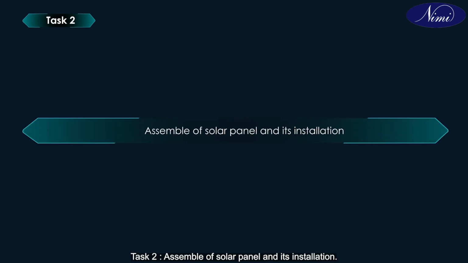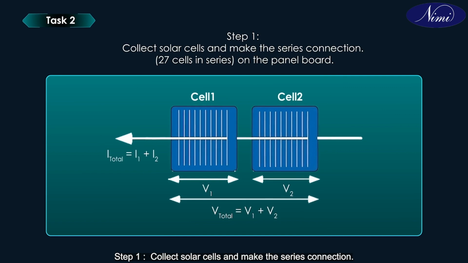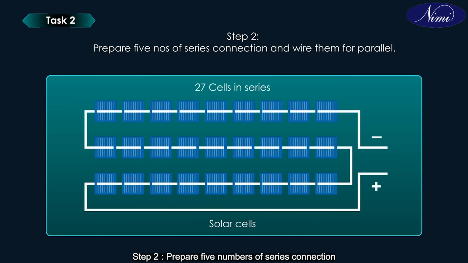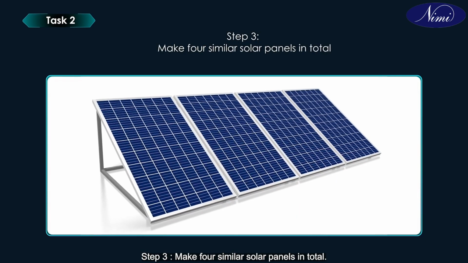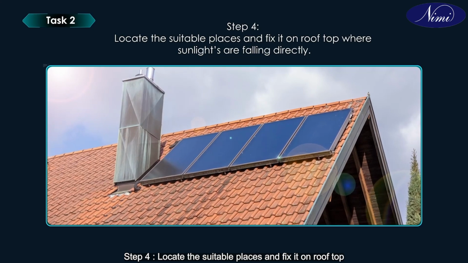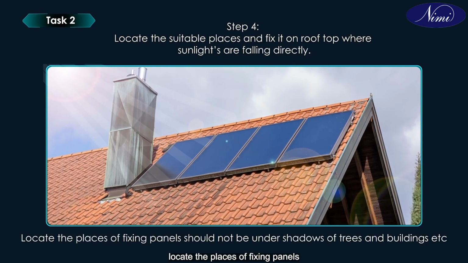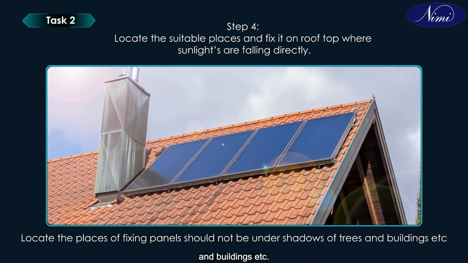Task 2. Assembly of solar panel and its installation. Step 1. Collect solar cells and make the series connection, 27 cells in series on the panel board. Step 2. Prepare 5 series connections and wire them in parallel. Step 3. Make 4 similar solar panels in total. Step 4. Locate suitable places and fix them on the rooftop where sunlight falls directly. The places for fixing panels should not be under shadows of trees, buildings, etc.